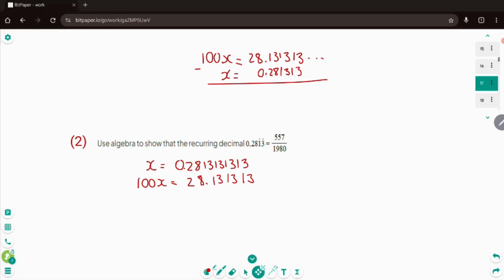When I subtract, 100x minus x is 99x. All the digits are the same from this 1 onwards. And I'm just going to use my calculator here. 28.13 subtract 0.28 is 27.85. Let's make x the subject by dividing both sides by 99. Multiply the numerator and denominator by 100 this time, because we do not want a decimal place. Let me simplify on my calculator, and let's hope we get the same answer. Yep, 557 over 1980.